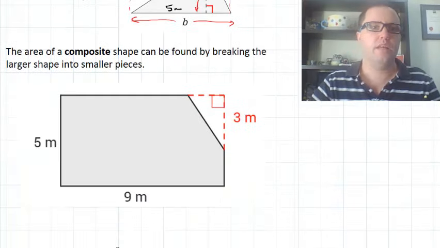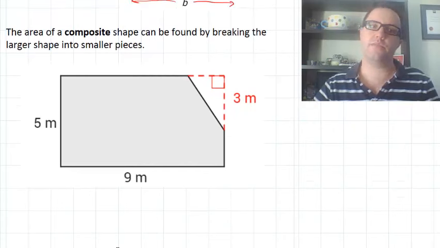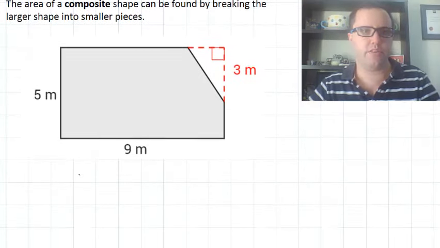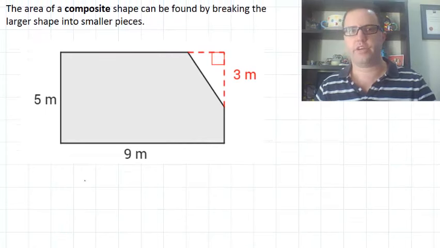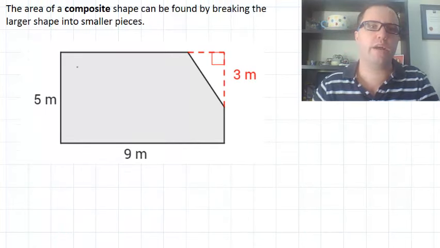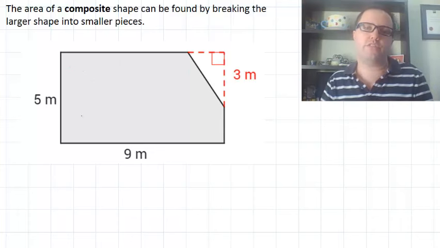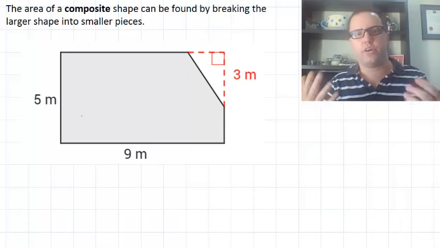Lastly, this year you need to deal with composite shapes, which is a shape that isn't necessarily got a perfect formula for it. The way that you do these is you break the larger shape up into smaller pieces. There's a couple of ways you can go about doing this. You ask yourself, what kind of shapes do I have? And then you break it up into those.